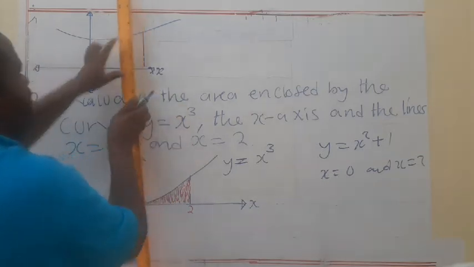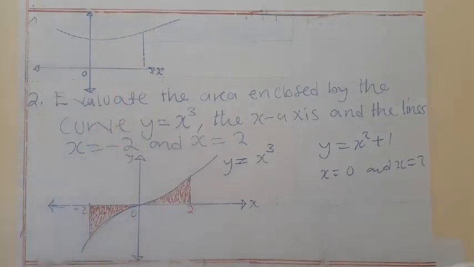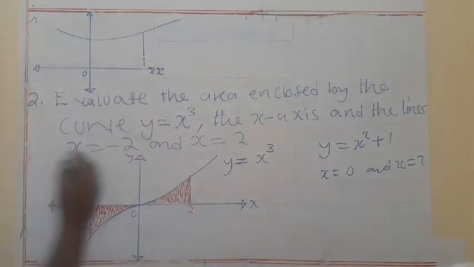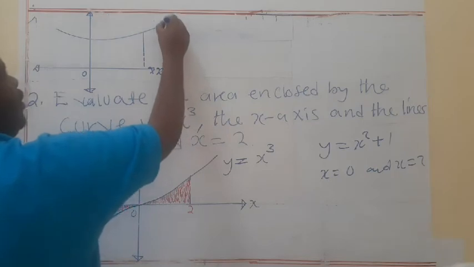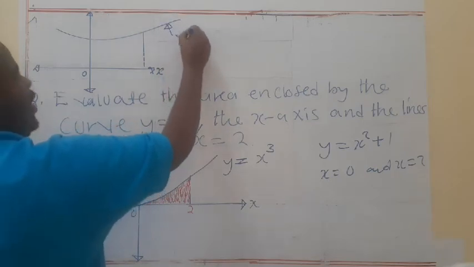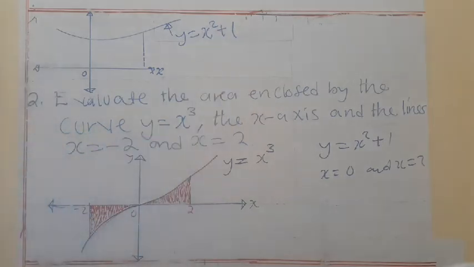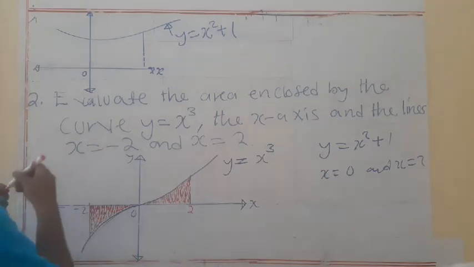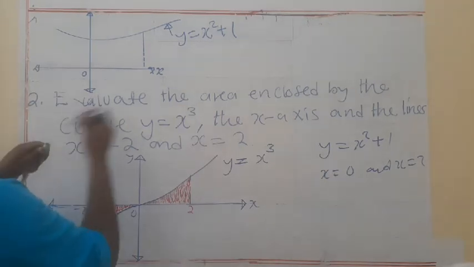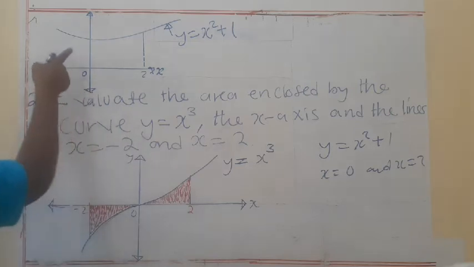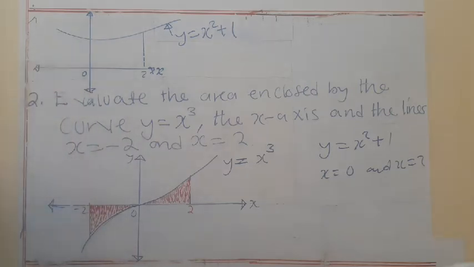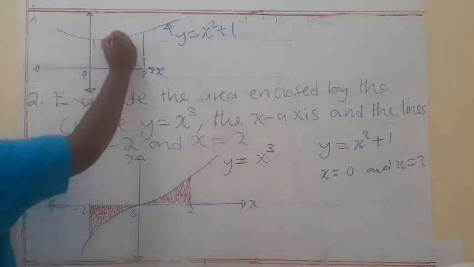Okay, can we put those dotted lines? So this could be y is equal to x squared plus 1. So the area we want to get now is, take note, this is our 2. Possibly this is our 1 because that is where our y-intercept is. So this is the area we want to get.